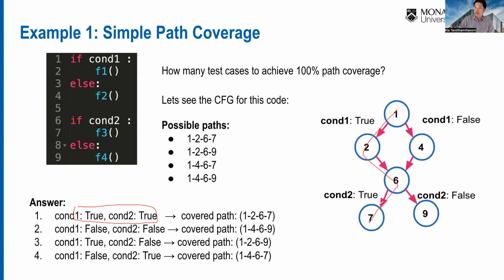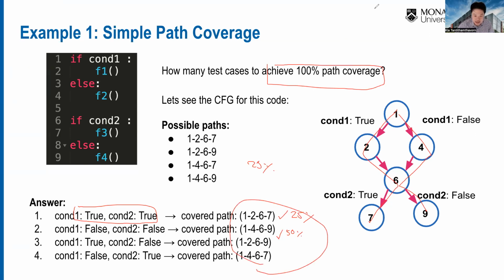So what is the path coverage? If we have only one test case, 1 out of 4, that is 25%, okay? So if we have only this one, then it's just 25%. If we have false, false, then it's going to be like this, right? Then we'll get 50% path coverage. So if we want to achieve 100% path coverage here, we need to have 4 test cases, okay? Does that make sense, everyone?